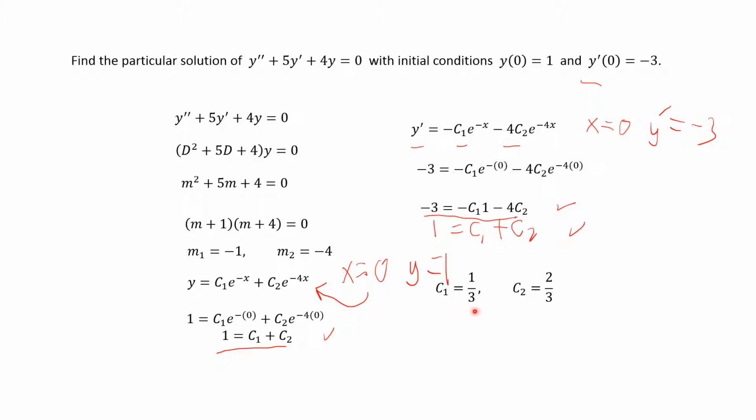And of course you can find also c1 by doing any method here. You can use the calculator or elimination or Cramer's rule or substitution. You get the value c1 is 1/3 and c2 is 2/3. And then you can plug it in this equation because we know already c1 and c2. Therefore y is 1/3 e to the negative x plus 2/3 e to the negative 4x.